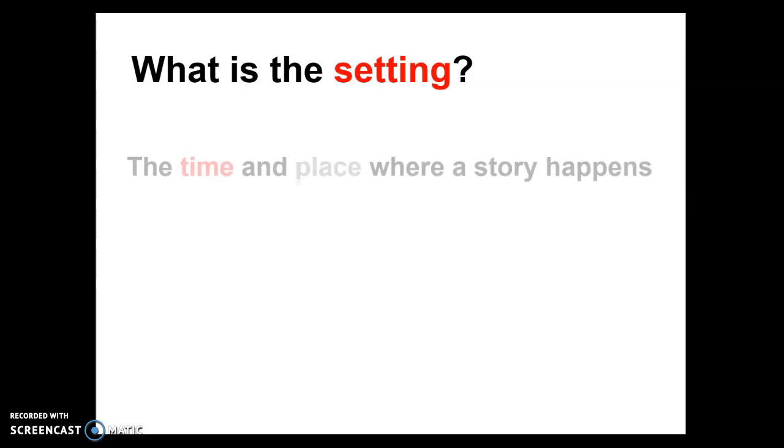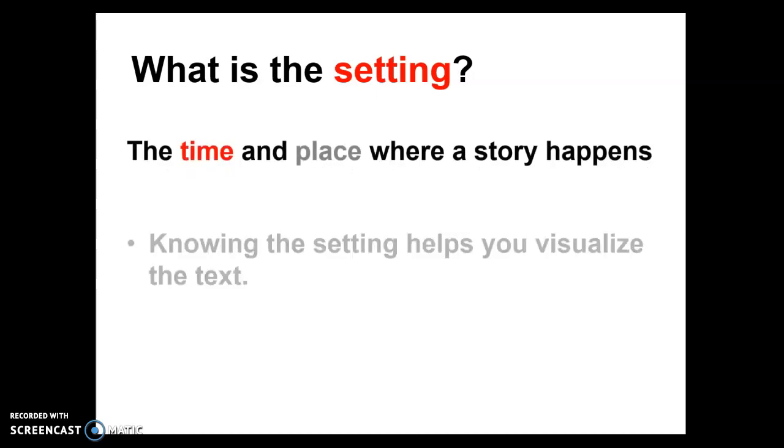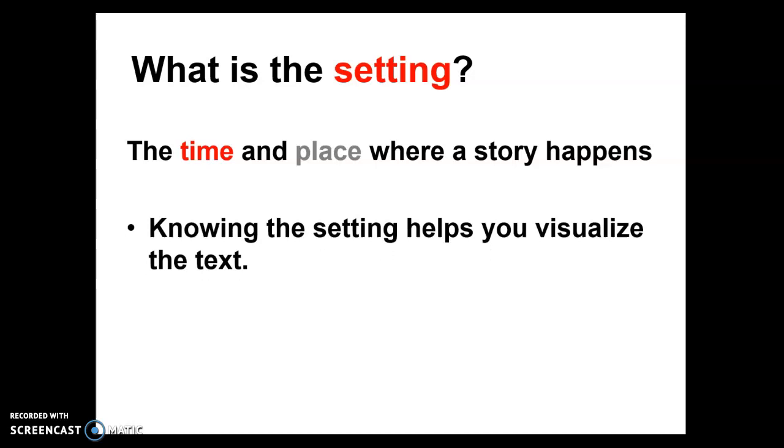So what is setting? Setting is the time and place where a story happens. Knowing the setting helps you visualize the text. Go back to what we've been doing in writing, talking about show, don't tell. When you can visualize what's happening in the story or where things are happening in the story, you're going to get a better idea of what's going on in the story.